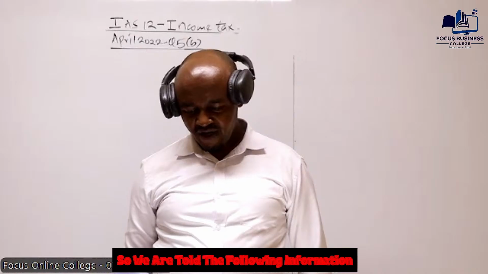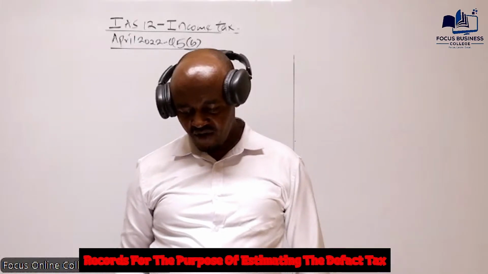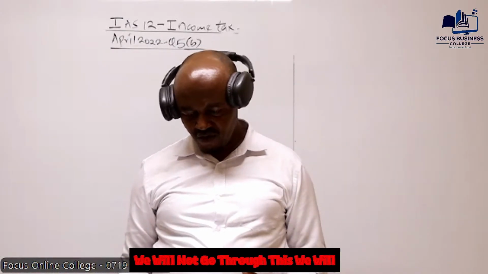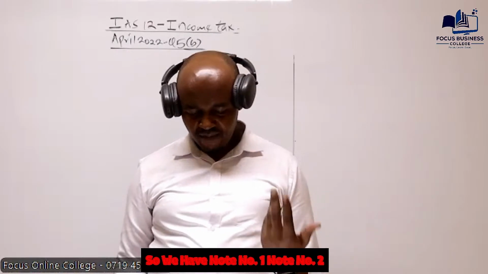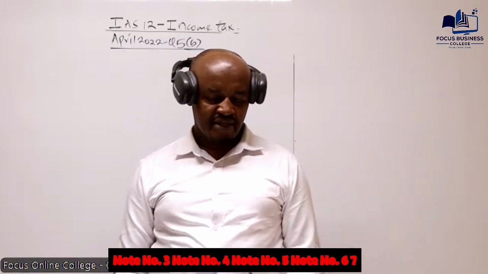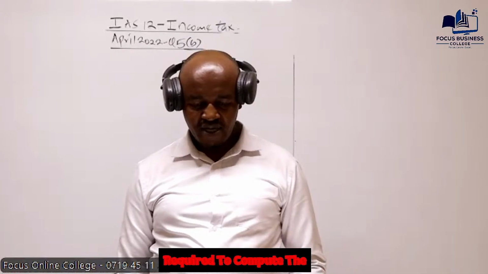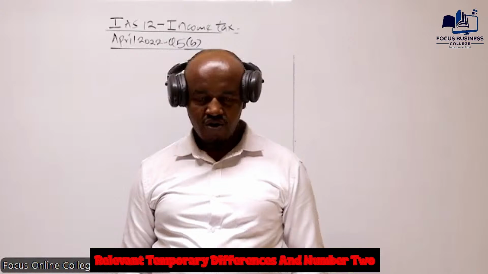So we are told the following information has been extracted from its accounting records for the purpose of estimating the deferred tax balances. We will not go through this now; we will go through it as we answer our question. So we have note number 1, note number 2, note number 3, note number 4, note number 5, note number 6, 7. What are we required to do here? We are required to compute the relevant temporary differences. And number 2, we are required to prepare the deferred tax account.